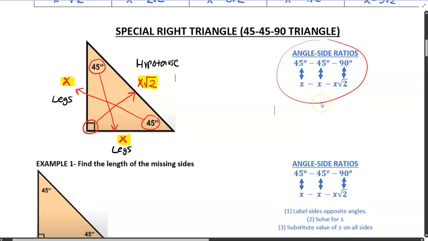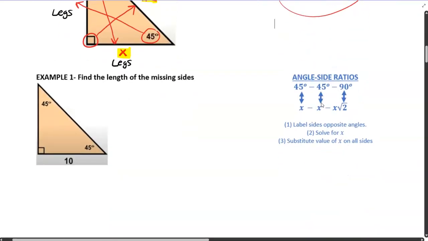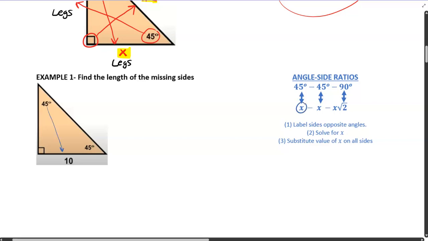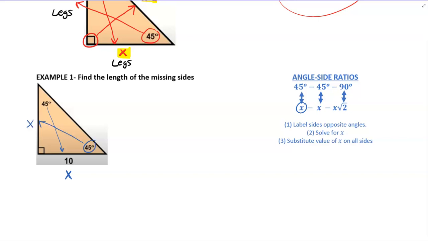So let's go ahead and look through 3 examples. Here's our first one. It's asking us to find the length of the missing side. I have a 3-step process for this, and it's the easiest way for us to do this. First is we want to label the sides with their opposite angles. In this case, the opposite side of the 45 degrees, as noted on our diagram here, is equal to x. This 45 degrees is also equal to x. And then our 90-degree side, which is the hypotenuse in this case, is x root 2.